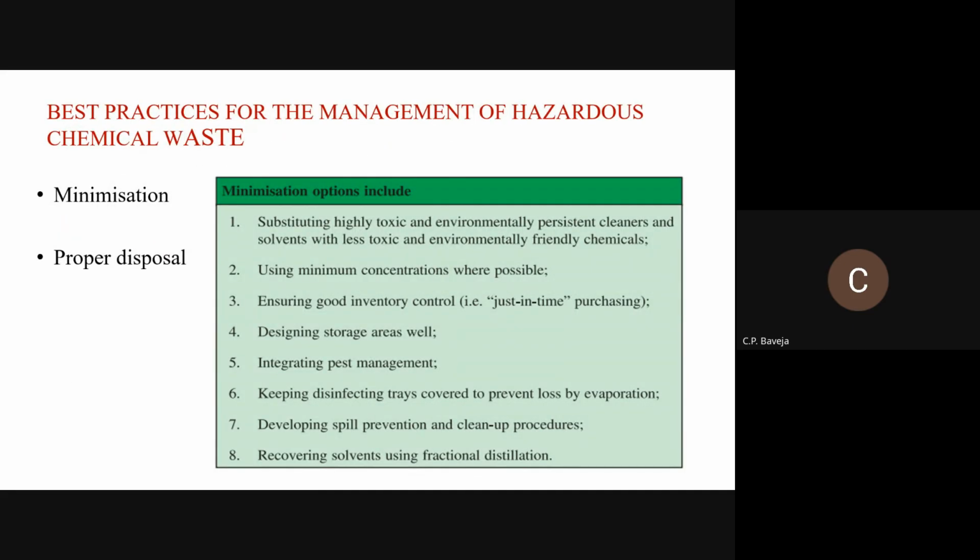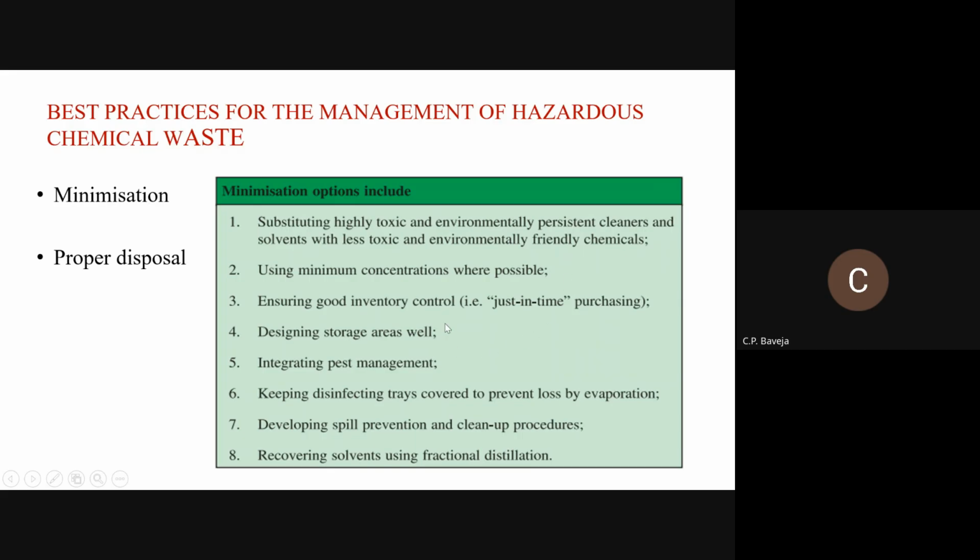Best practices for the management of hazardous chemical waste. Minimization means minimum use should be done, only whenever required, and not improper use. After use, it should be properly disposed. That is the only management. First is to use the minimum, and improper use should not be there. And once you have used it, proper disposal should be there.